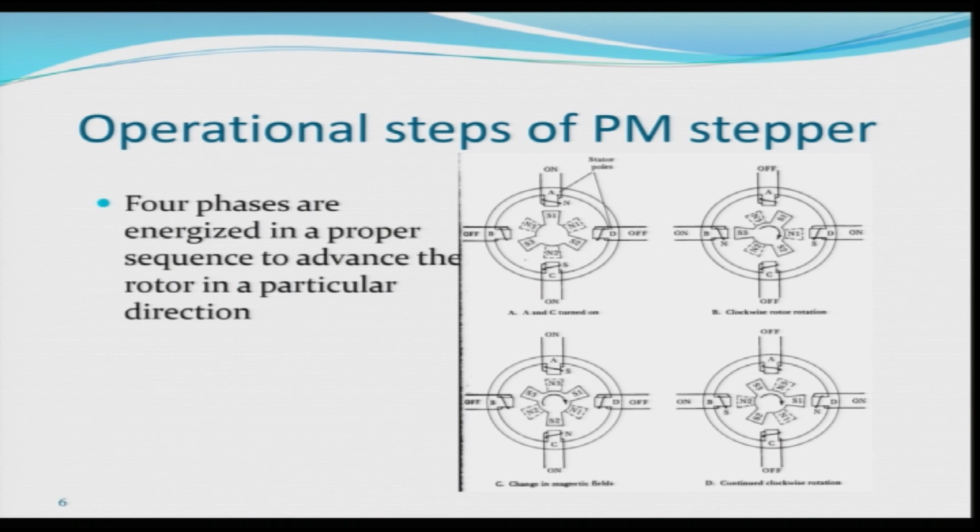And in the next figure, the supply is changed from A and C to B and D. Consequently the change in magnetic fields takes place, and that causes a deflection and the rotor moves. So, that gives a continued clockwise rotation.